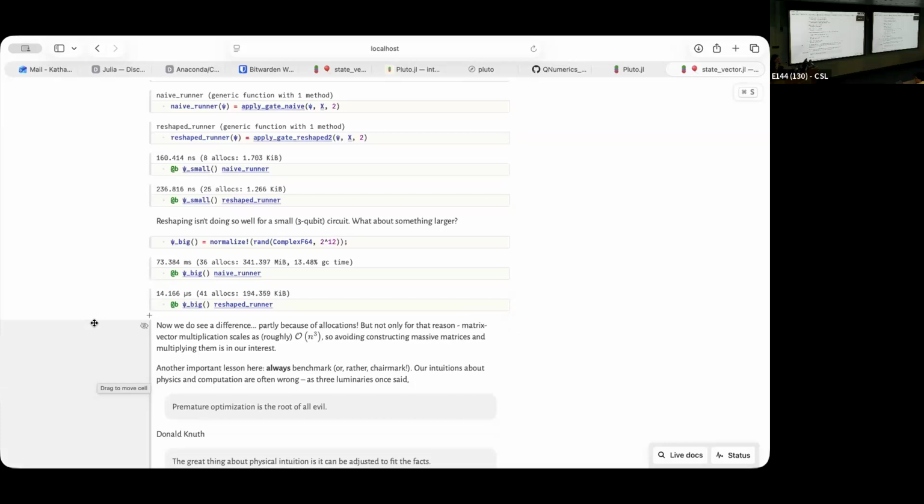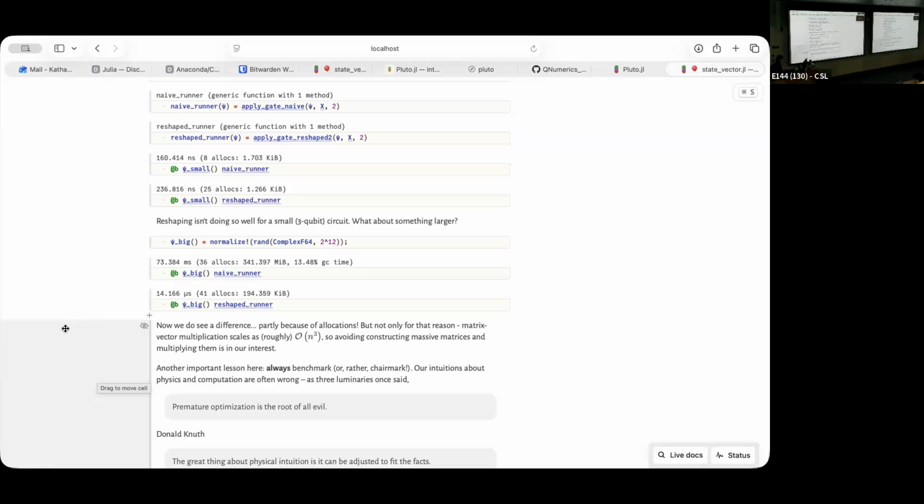So part of the reason that there is such a difference is because of all the allocations, but also just because the matrix vector multiplication in the naive case takes up a large amount of time, since roughly it scales as O(n^3). So if we can avoid constructing really large matrices and multiplying them, that would be good. And this is also part of the reason the reshaping works better: the matrix vector multiplication we have to do is much smaller.